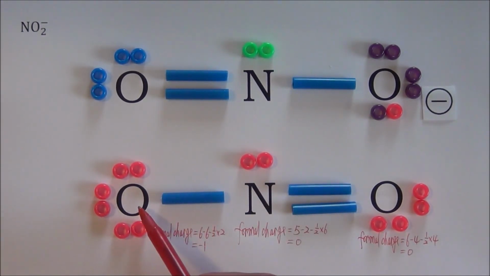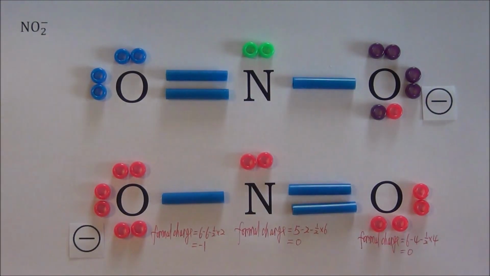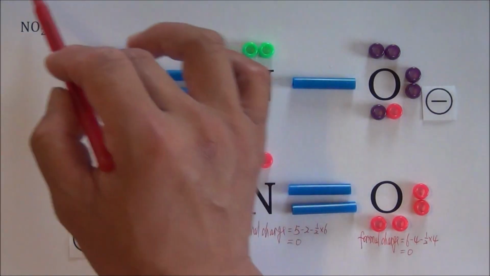From our calculation, only the oxygen atom on the left has non-zero formal charge, which is -1. Therefore, we will place -1 formal charge next to the oxygen atom on the left. Well, it seems we have found all resonance structures of the nitrite ion.